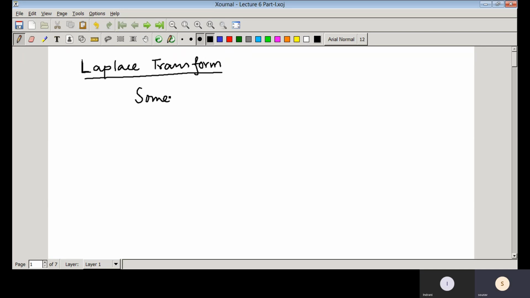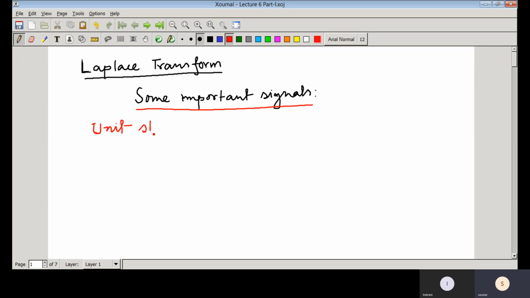Some important signals are unit step, ramp, parabolic, impulse, that we will be using in control systems, and they are also used as test signals. So the first one is the unit step.